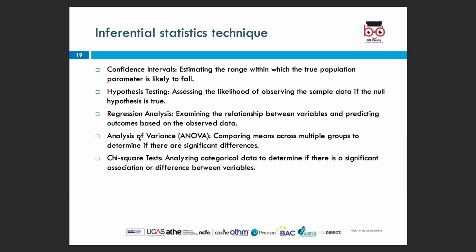We have analysis of variance, ANOVA, which means comparing means across multiple groups to determine if there are significant differences. We have the chi-square test, analyzing categorical data to determine if there's a significant association or difference between variables.